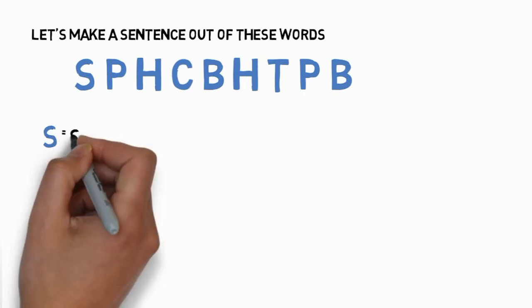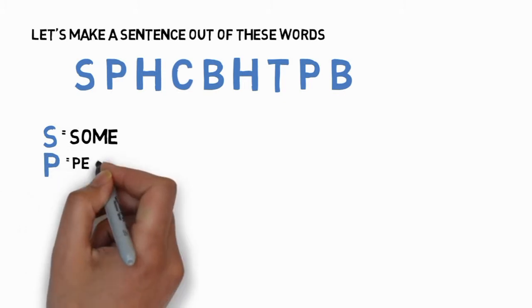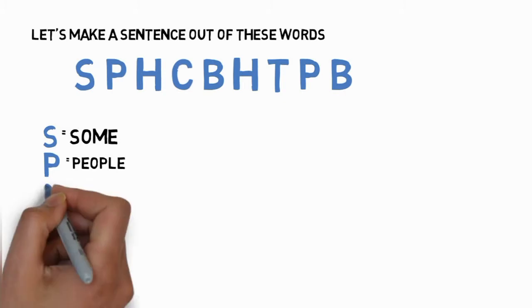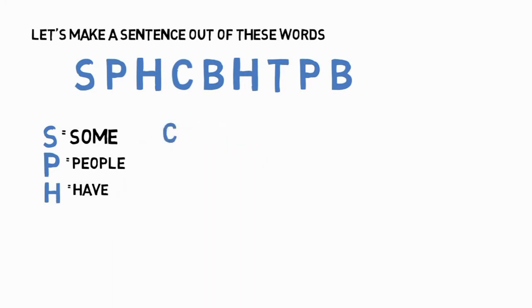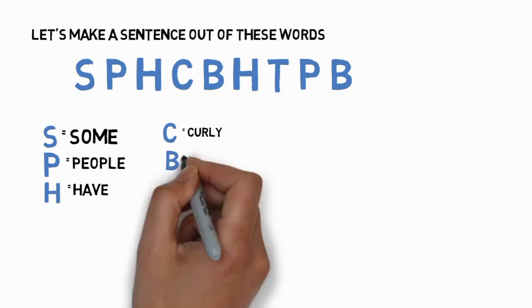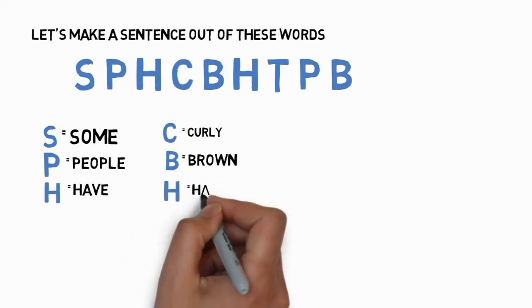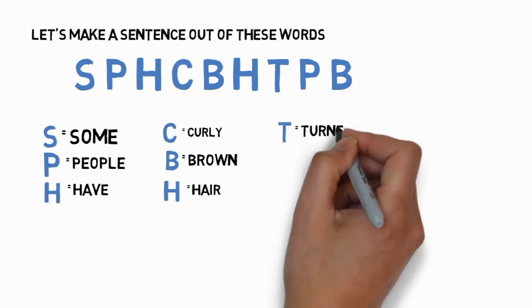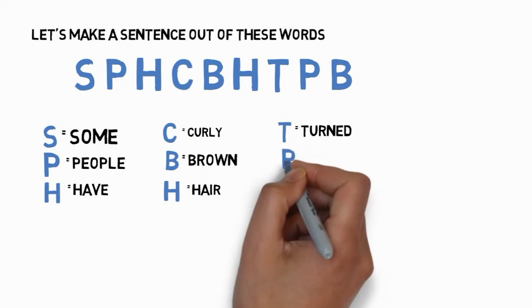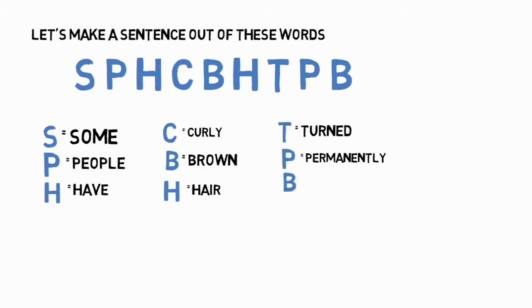Now, S may be some, P can be people, let H be have, C might be curly, B can be brown and H might be hair. T can be turned, P might be permanently, and let B be black.